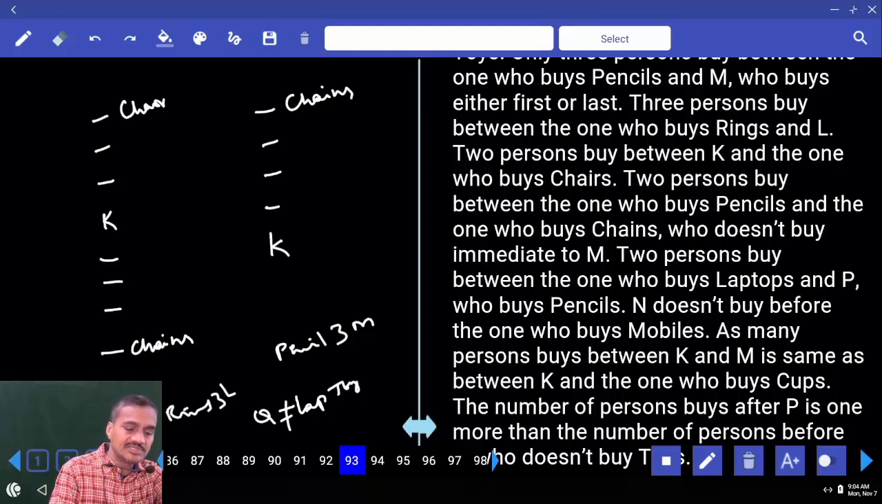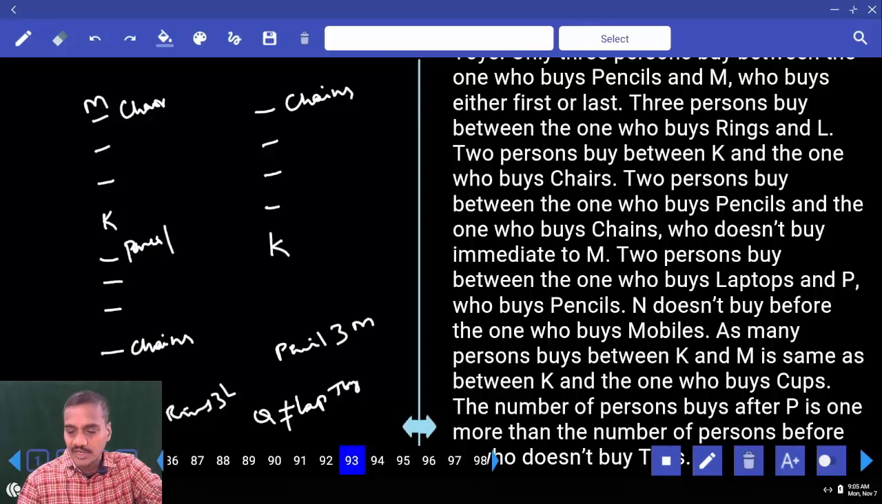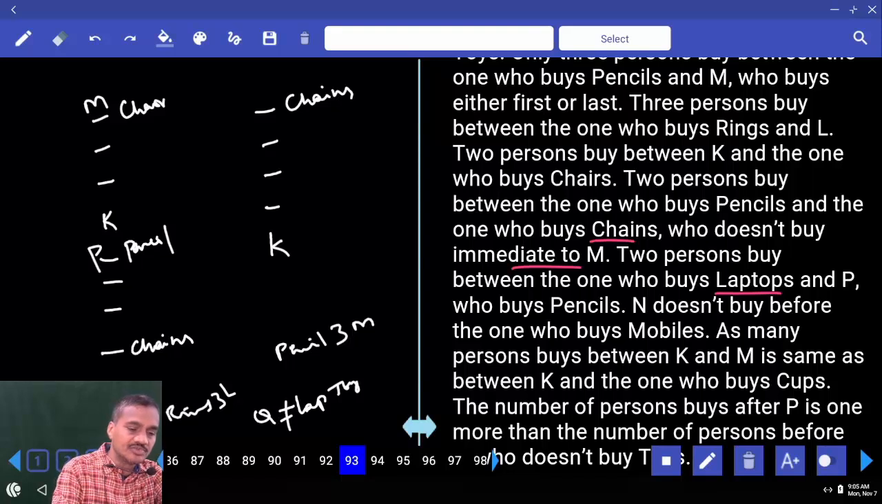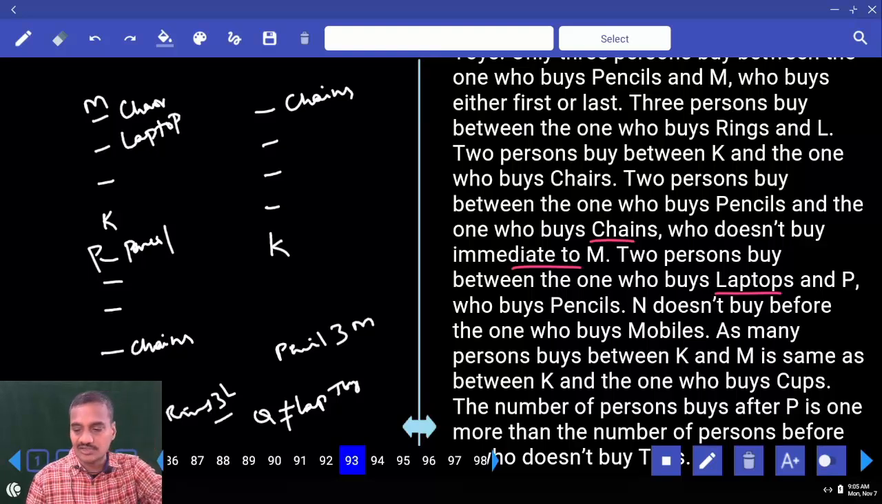Now M is either at the starting or the end. Hence if you take M at this place, there are 3 persons between M and pencil. Where must pencil be? Pencil must be here. And 2 persons between pencil and the one who buys chain, and chain is not immediate to M. 2 persons between laptop and the one who buys pencil, so laptop is here. And rings and L, there must be exactly 3 persons.